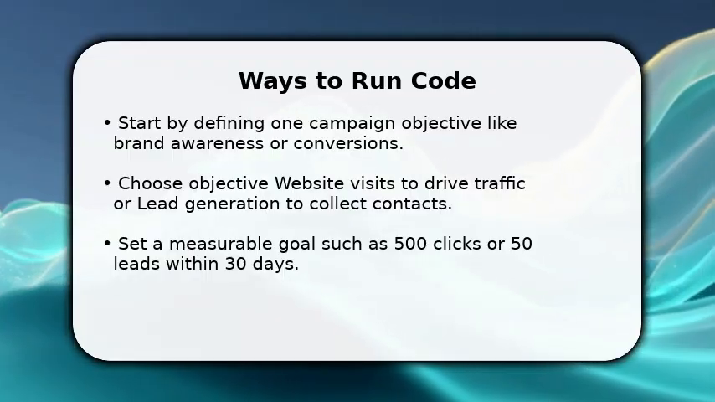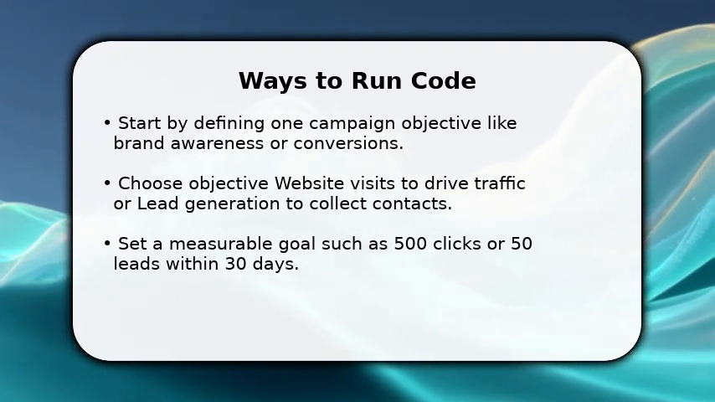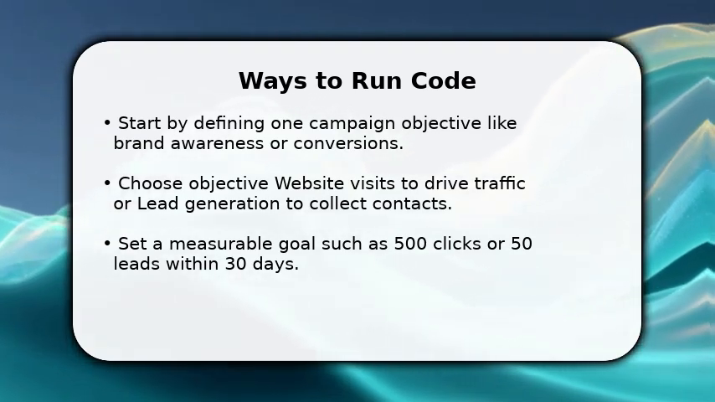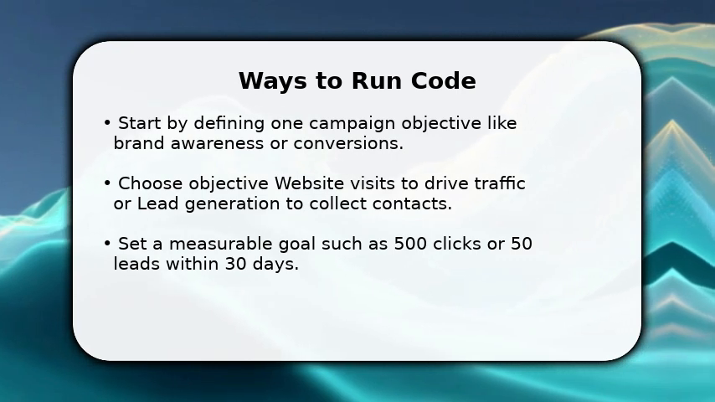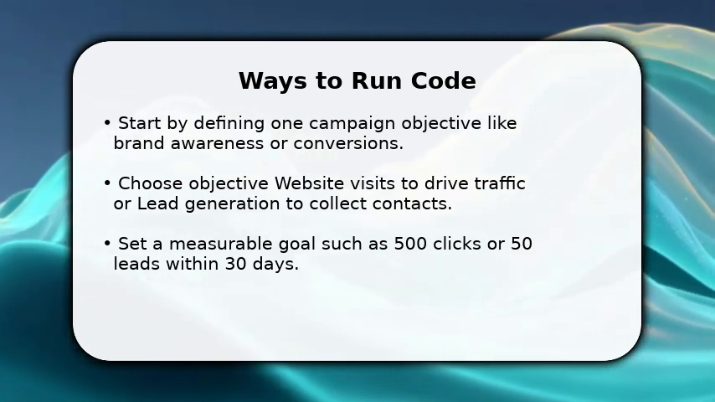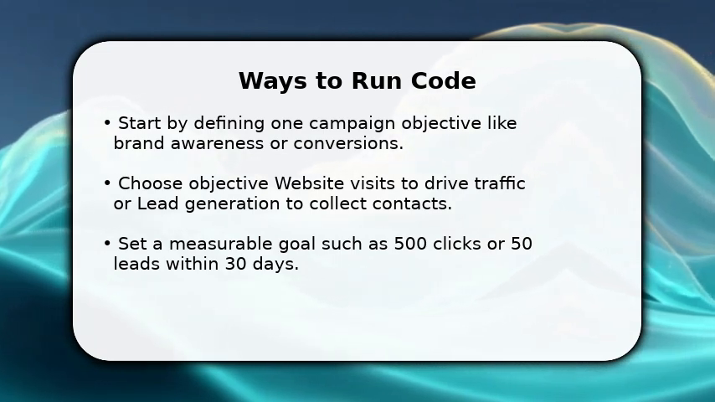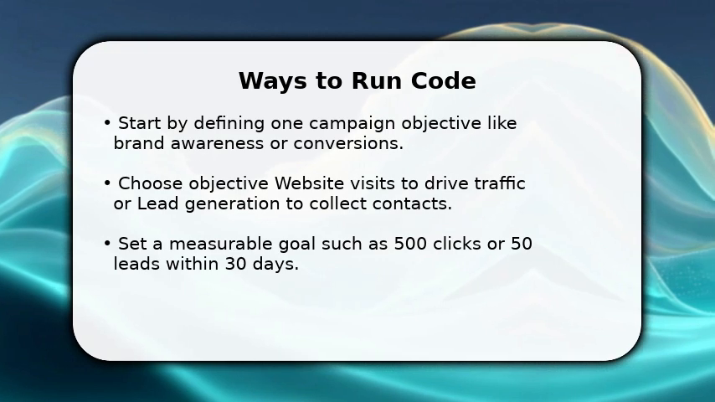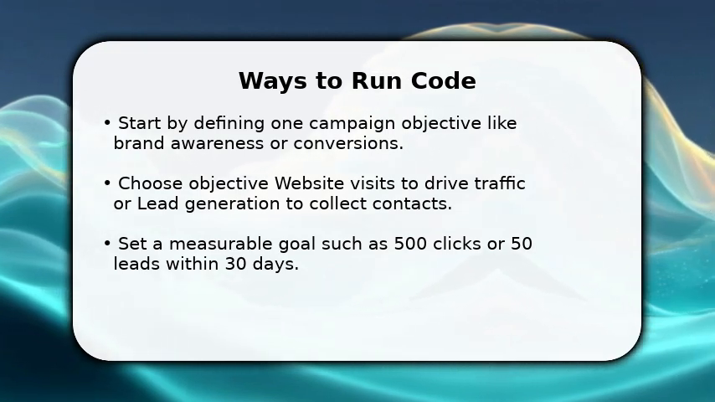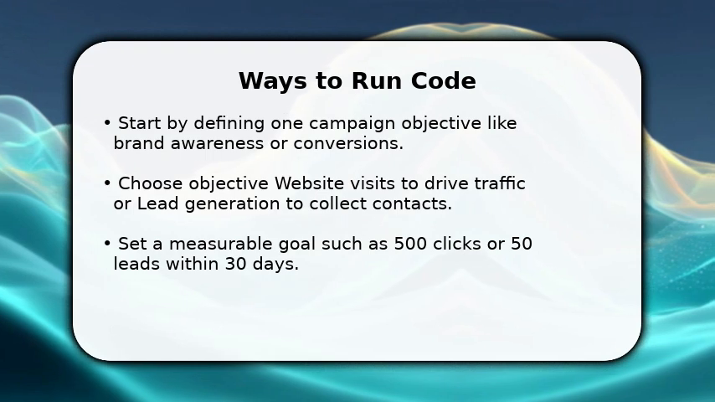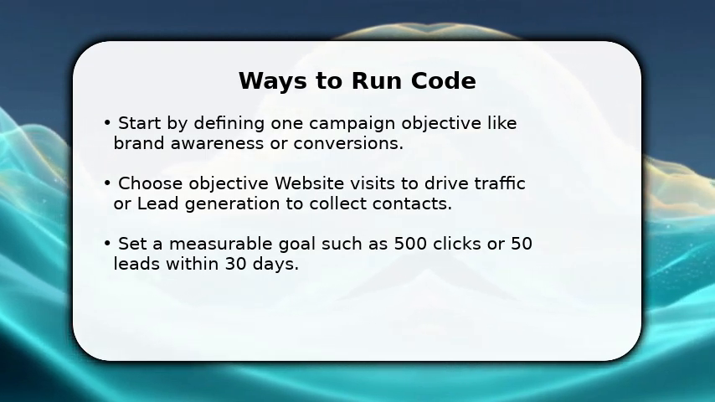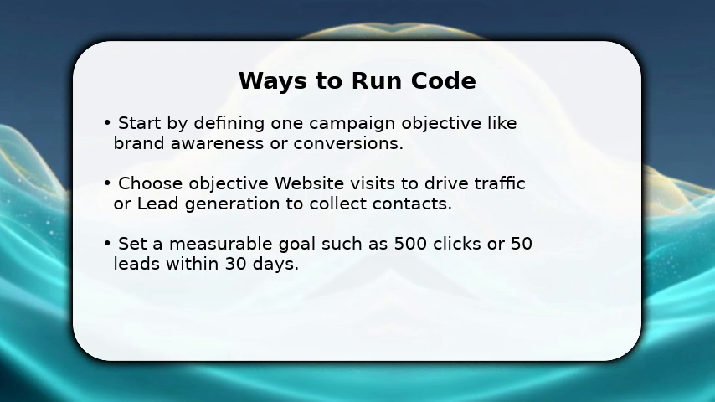Start by defining one campaign objective like brand awareness or conversions. Be specific about what success looks like so you can measure progress. Choose objective website visits to drive traffic or lead generation to collect contacts. Set a measurable goal such as 500 clicks or 50 leads within 30 days. Use that goal to guide every decision about audience, creative, and budget.